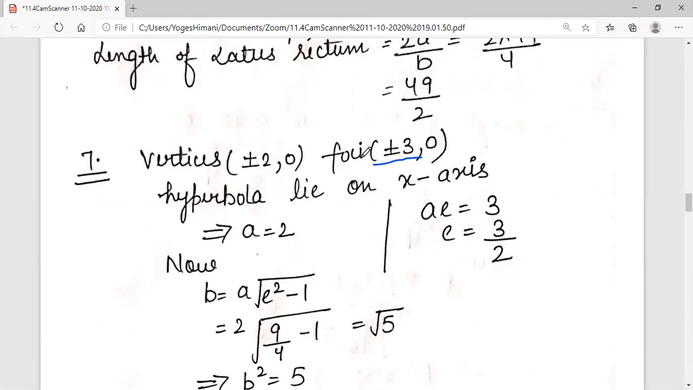By the vertices and focus point, we can tell the hyperbola is on the x-axis. Then what is this? This is the value of a. The value of a is 2. Now the focus point formula is ae, which is equal to 3. Put a as 2, and the e value came 3 by 2.